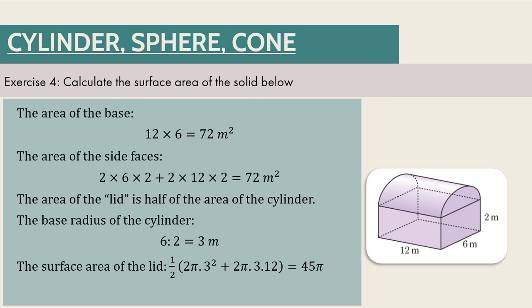So apply the formula for the surface area of the cylinder. We have 2 pi r squared plus 2 pi r h. And then we take 1 over 2 of it because we have only half of the cylinder. So the answer is going to be 45 pi. The calculation is as shown on the screen.